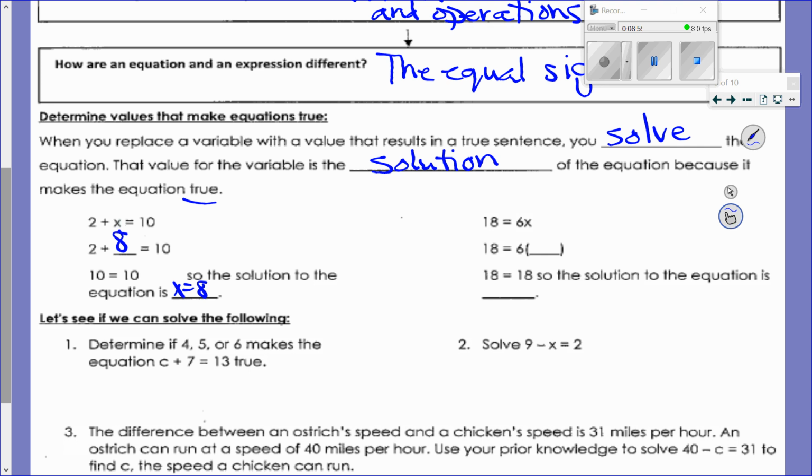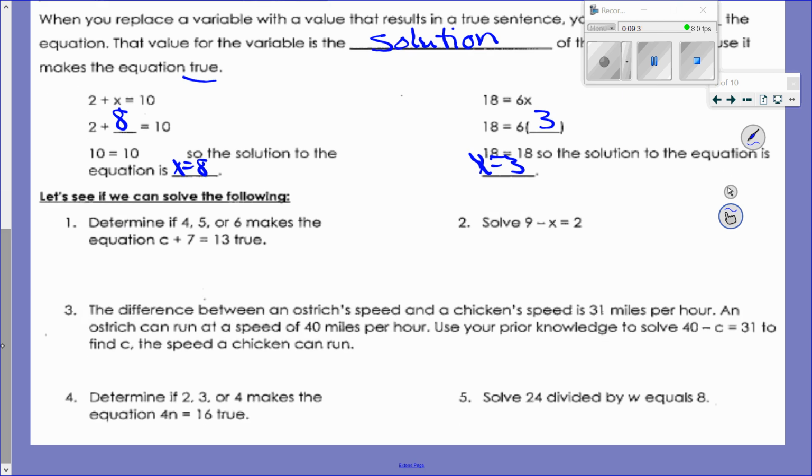Now let's look at our next one. Now I've got 18 is 6 times some number. What number would I multiply by 6 to get 18? Sienna? 3. So if I did that, 18 equals 18. So the solution to the equation is x equals 3. Does that make sense, guys? Good. That's really what we're going to focus on today, setting up our equation. But then also, in most cases, trying to figure out what our solution would be that makes it a true statement.